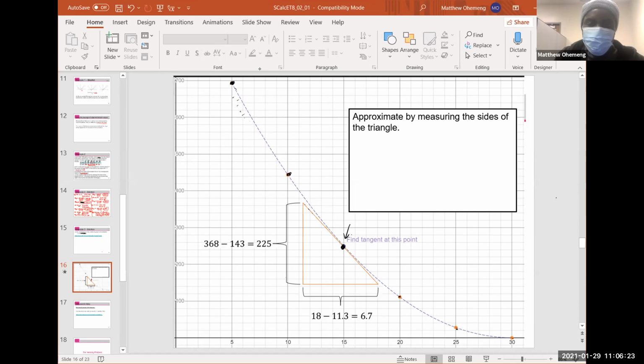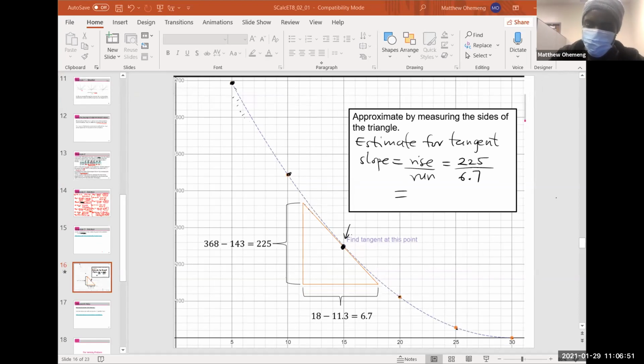So that means that the estimate for the tangent slope will be equal to what? Let me write this first. Rise over run. So what is that? The rise, I've measured that to be 225. And then the run, I measured that to be 6.7. So when you do the math on this, you get your approximation, which is 225 divided by 6.7, which is approximately 33.58, right? So this is it.